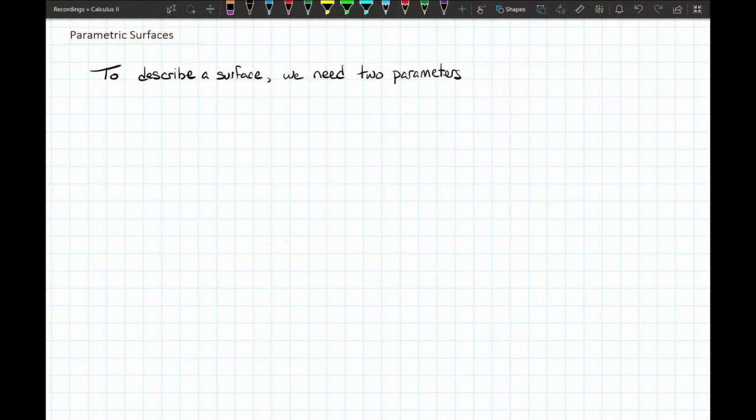But what we're going to be looking at now is a parametric set of equations for x, y, and z in terms of some parameters. And that can get us quite an interesting type of surface. So let's start off with the fact that when we're looking at a surface, we're going to need two parameters.